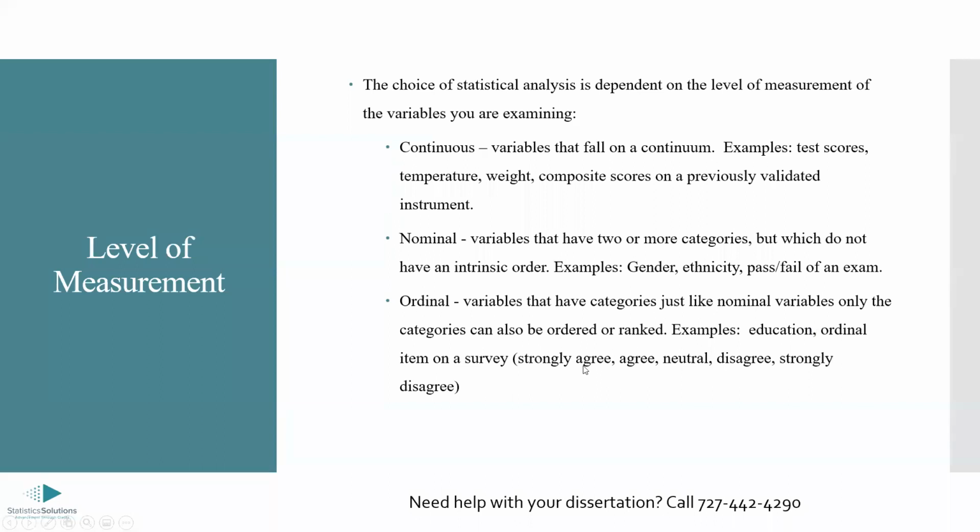Ordinal item on a survey is something like a Likert scale. So strongly agree down to strongly disagree. That would be an example of an ordinal variable from 1 to 5.